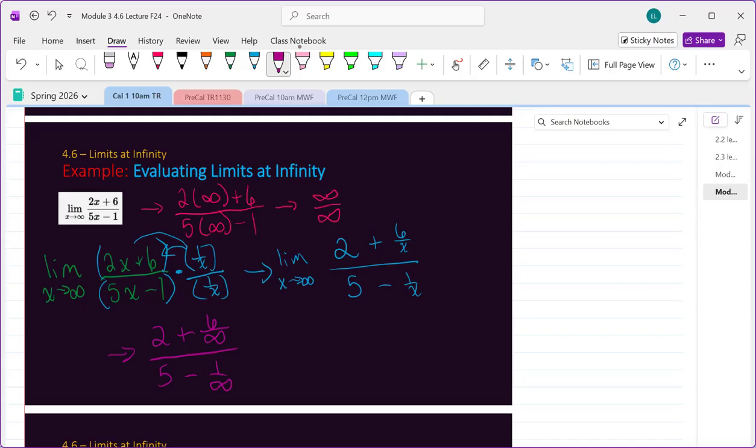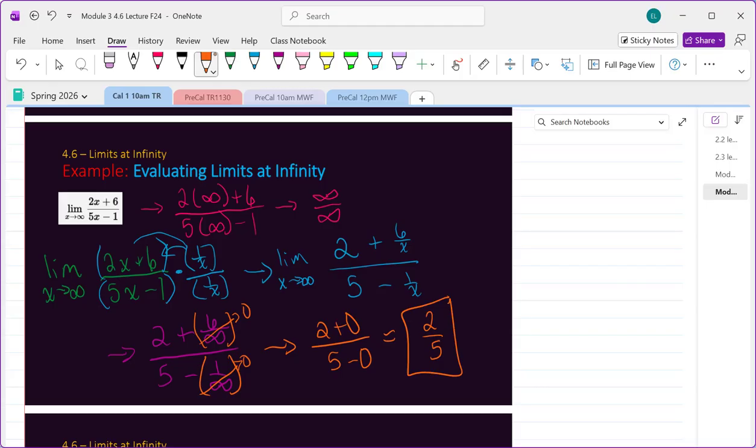So what happens with the little 6 over infinity? Yep, it's going to go to 0. What happens with my little 1 over infinity? Also goes to 0. So we end up with 2 plus 0 over 5 minus 0. And we get 2/5. So it turns out, like, kind of thinking about the structure of the problem, the x's have the same power. So it drives this whole thing towards the constant 2/5.